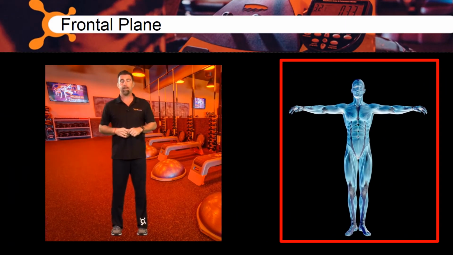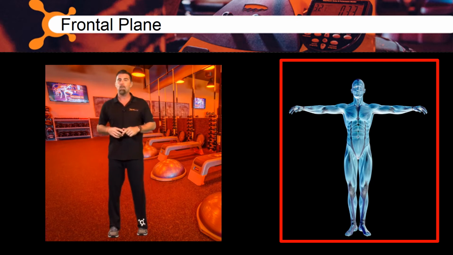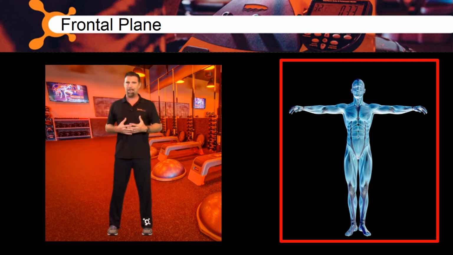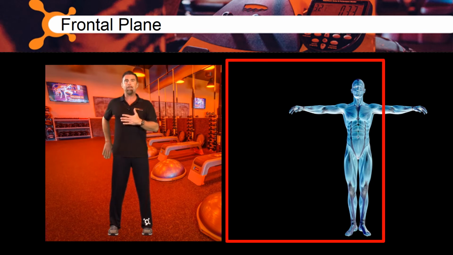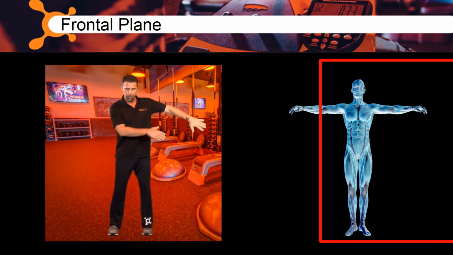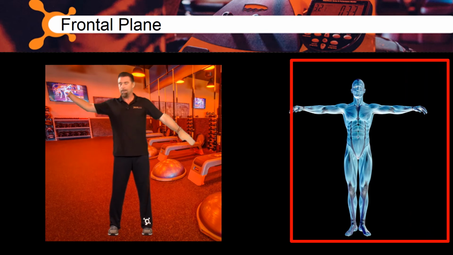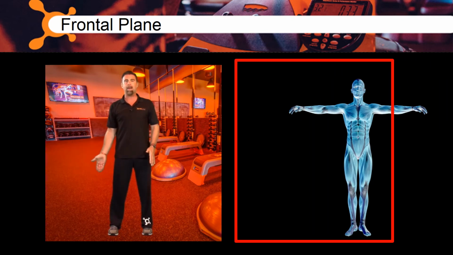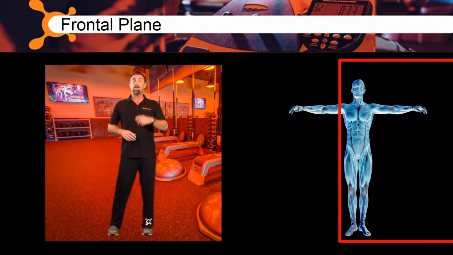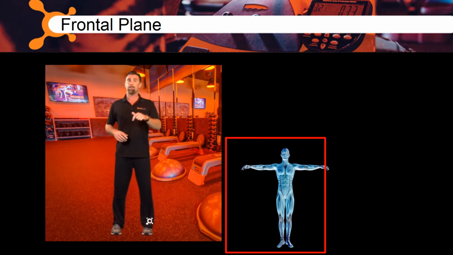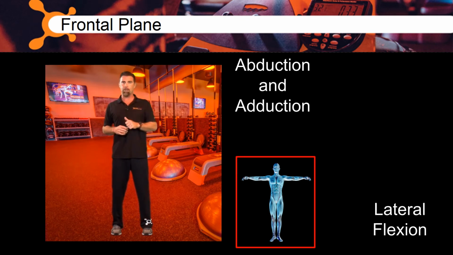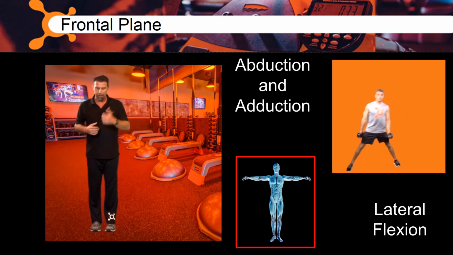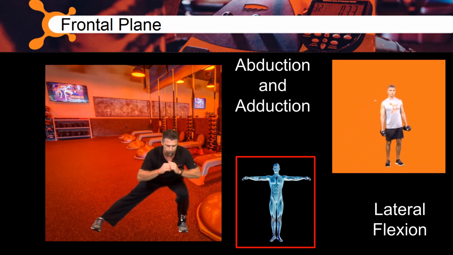With the frontal plane, also referred to as the coronal plane, once again, visualize the sliding glass door coming from the lateral part of my body, separating my body into front half and back half. So any motion that runs parallel to this sliding glass door coming from my side is going to be considered frontal plane. The primary joint motions that we're going to talk about in this plane are adduction and abduction, or lateral flexion. An example of adduction and abduction would be a lateral lunge.